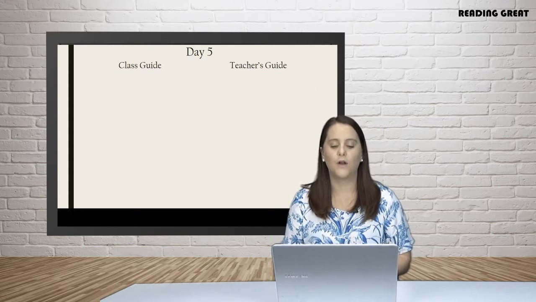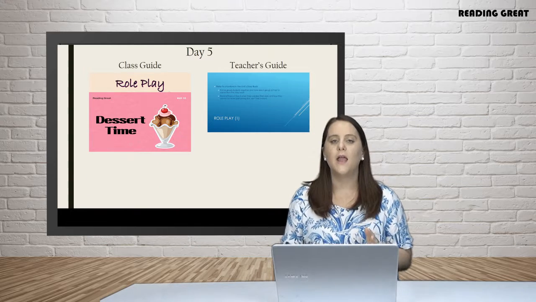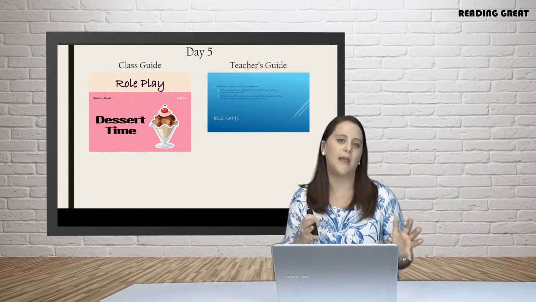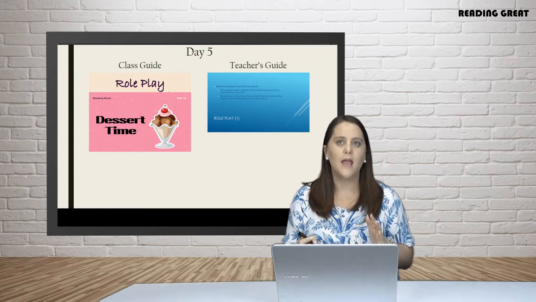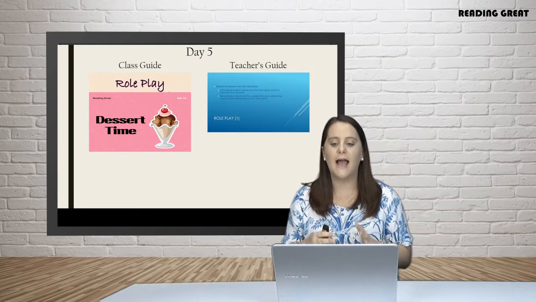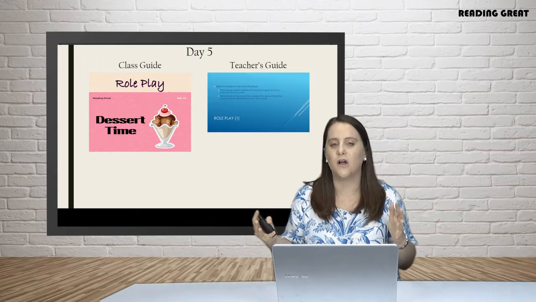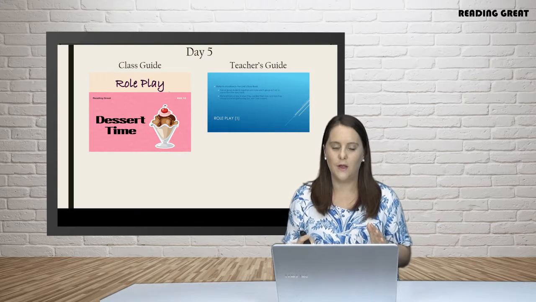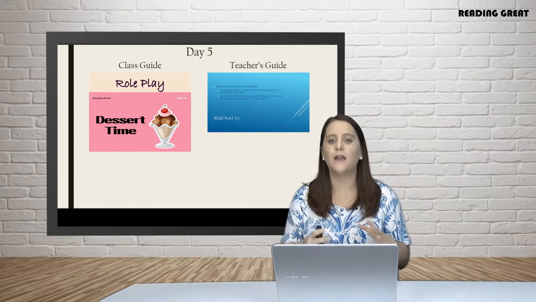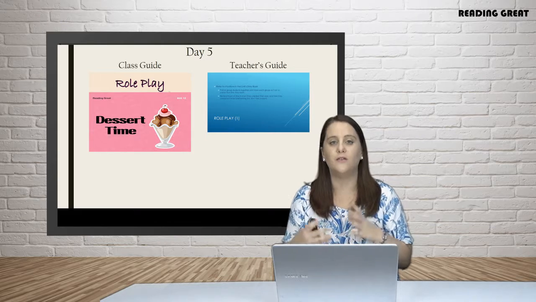Day 5, we're going to do a role play. What you're going to do is pick a page from the storybook and have the students act out what they think happens on this page of the storybook. You can put them in groups, or you can have 1 or 2 volunteers come up and do it themselves.